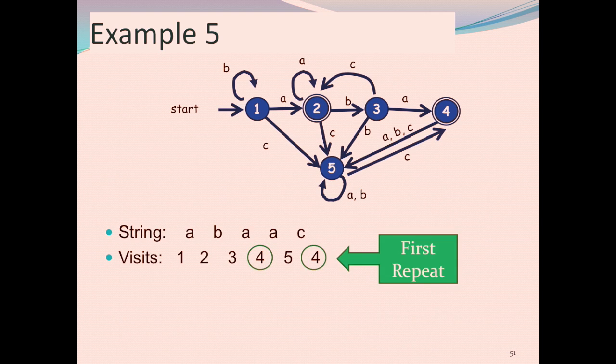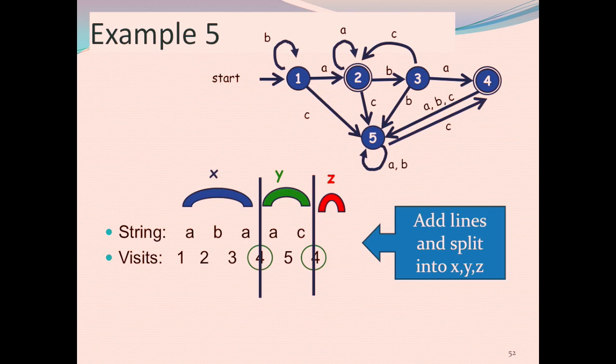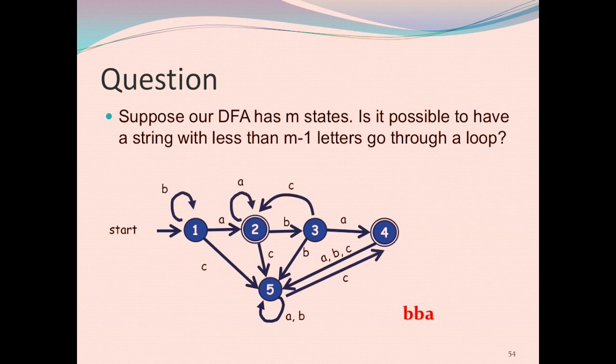And just so if you're looking at the slides separately, you can see this. First repeat looks good. So let's just review how we did our slices. In this case, looks like X equals ABA, Y equals AC, and Z is just lambda. So again, Z is lambda. Okay. So now I think you've seen enough examples of this that we can go on.